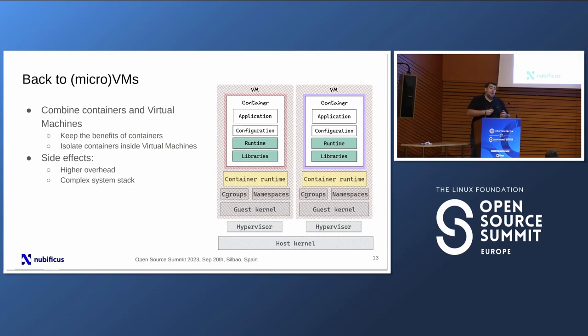In terms of deployment, cloud vendors combine both worlds, containers and VMs. They keep the benefits of containers, so it's easy to deploy an application in a cloud environment. And they have the same isolation as before, so they can host multiple containers on the same node. However, there are side effects, like there's higher overhead. So we have to provision CPU and memory beforehand for a container to run in a VM in a hardware node. And there's a complex system stack. So we've got to put more effort in developing the container runtime that will handle this sandboxed container.